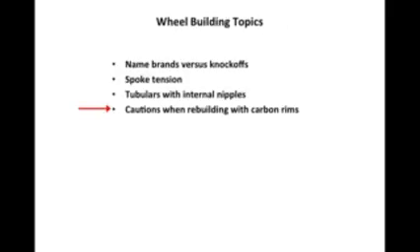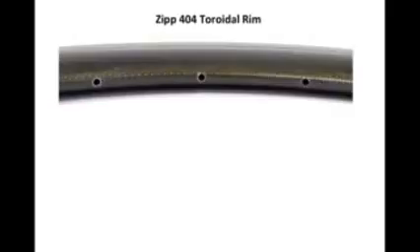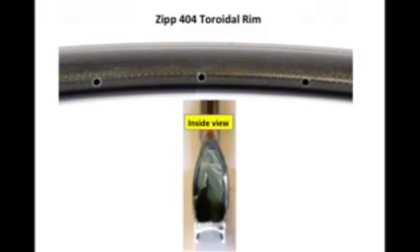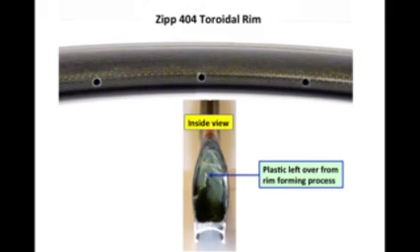This next topic is intended to help you avoid a possible disaster. This is a Zipp 404 toroidal rim, and so far as I know, the newer Firecrest rims are made in the same way. This is the inside of the rim viewed in cross-section, and what you're seeing here is plastic that's left over from the rim forming process.